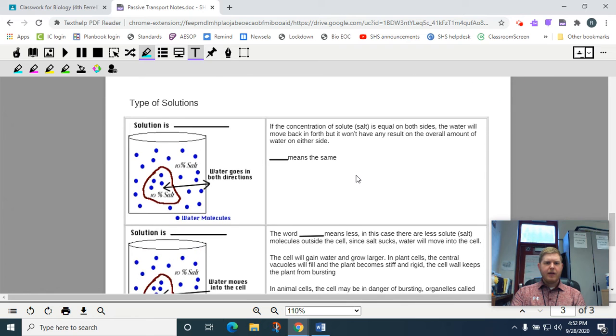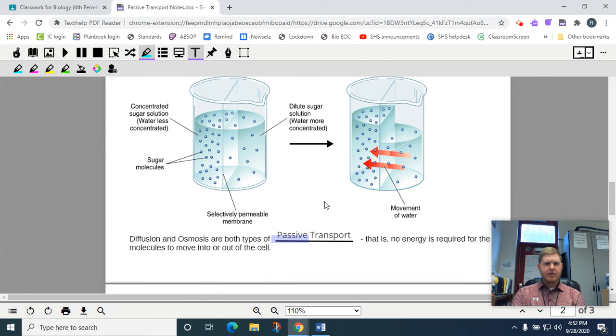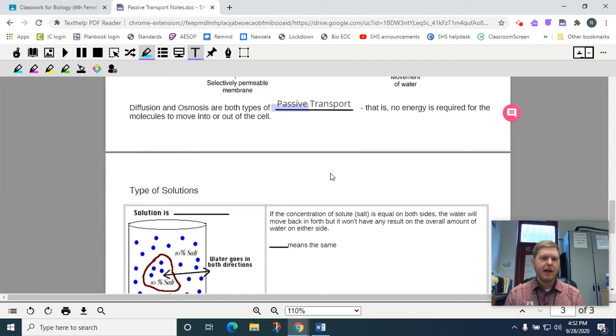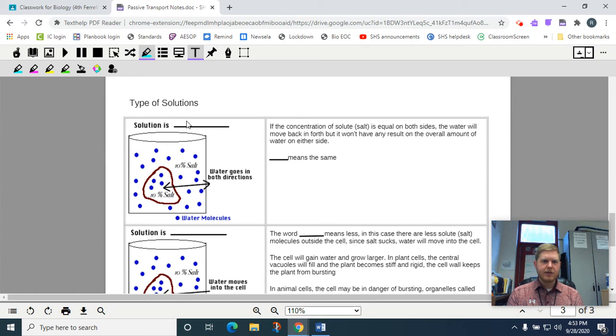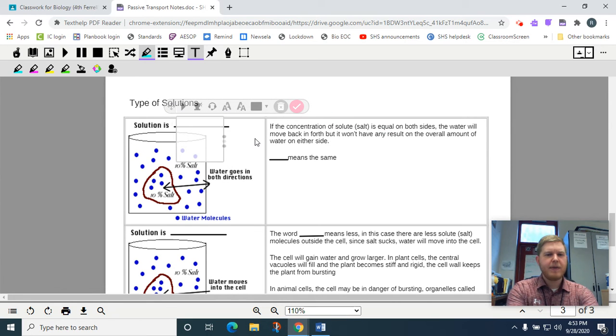Now, if we're talking about osmosis and water moving one way or another, we'll talk about the solutions. If we're talking about cells and the type of solution or the type of water that they may be in, we'll talk about the different types of solutions. First thing we have, I'm going to come up here, is something called an isotonic solution.